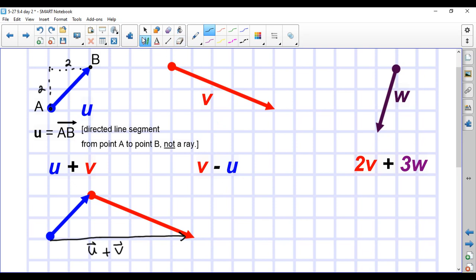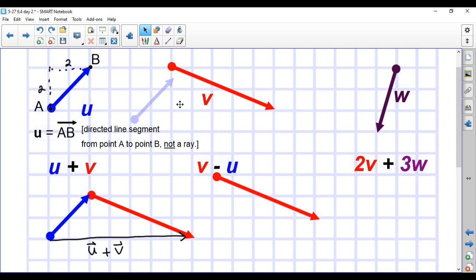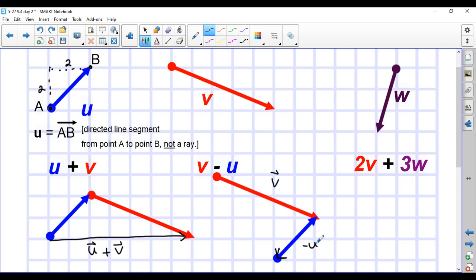If I want to do v minus u, I would start with vector v, and then u goes up 2 and right 2, so negative u is going to go down 2 and left 2. So this is negative u here. I had v, this is negative u, and then my resultant is going to go from my first point down to where I ended. This is the resultant v minus u.